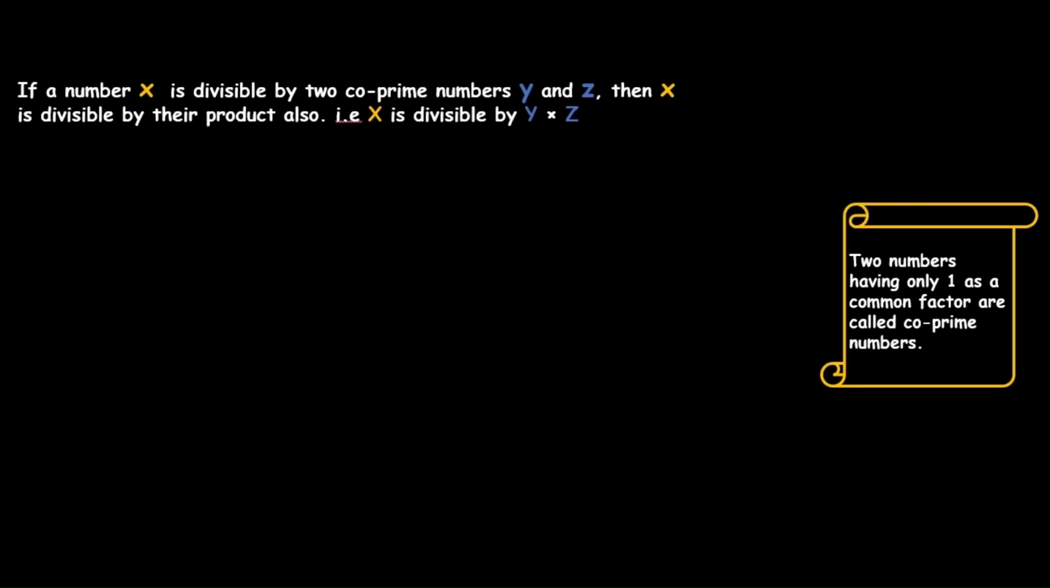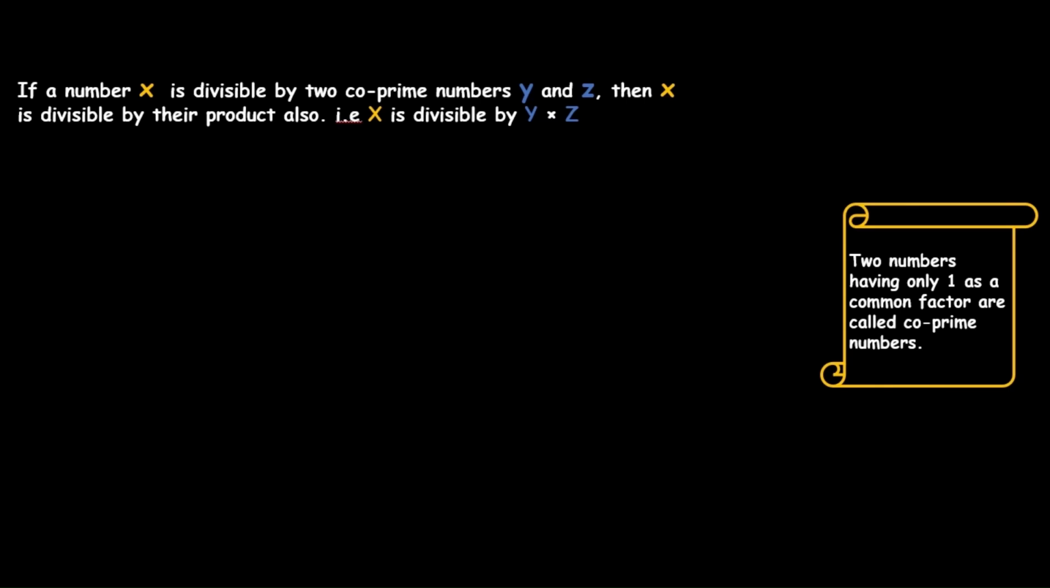This is our second rule. If a number x is divisible by two co-prime numbers y and z individually, that means that y can divide x completely and so can z, then x is divisible by their product. So x is divisible by the product of y and z. And what are co-prime numbers? Co-prime numbers are two numbers which have only 1 as the common factor.